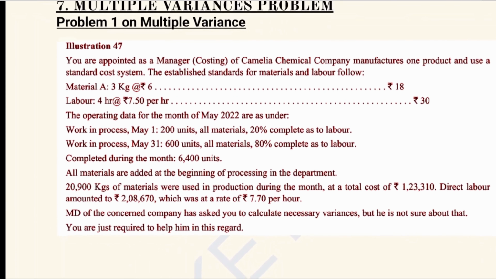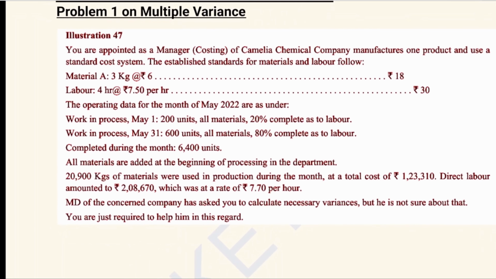So you are appointed as a manager costing at some company and use standard costing system. Then establish standards for the materials and labor as follows. Material 3 kg at 6 rupee, then labor 4 hour at 7.5 per hour. So what is this? This is SQ. So we'll start marking also along with identifying. So this is SQ and SP per unit. So total quantity per unit, how much quantity of material is that. Then labor, this is your standard hour per unit, and then this is standard rate.